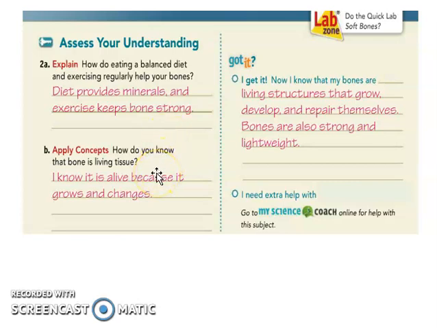Letter B, apply concepts. How do you know that the bone is a living tissue? What is your proof? I know it is because it is alive, and it is growing, and it changes over time.